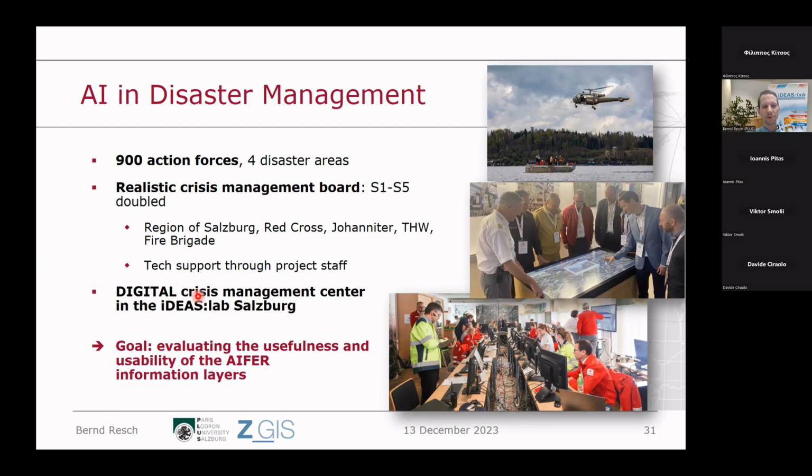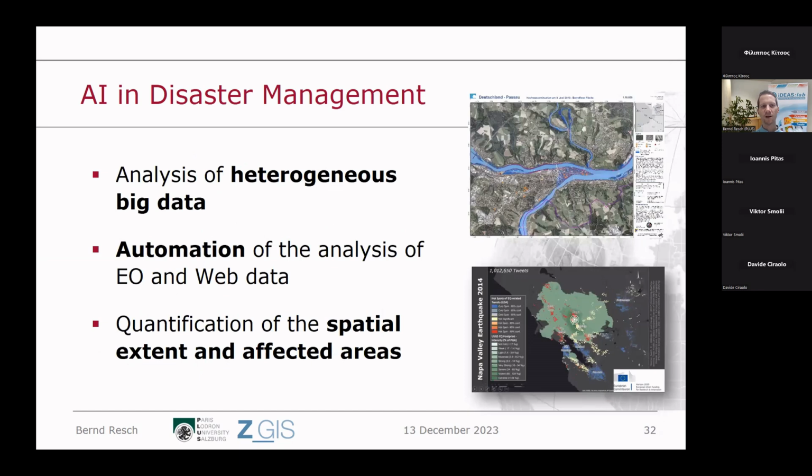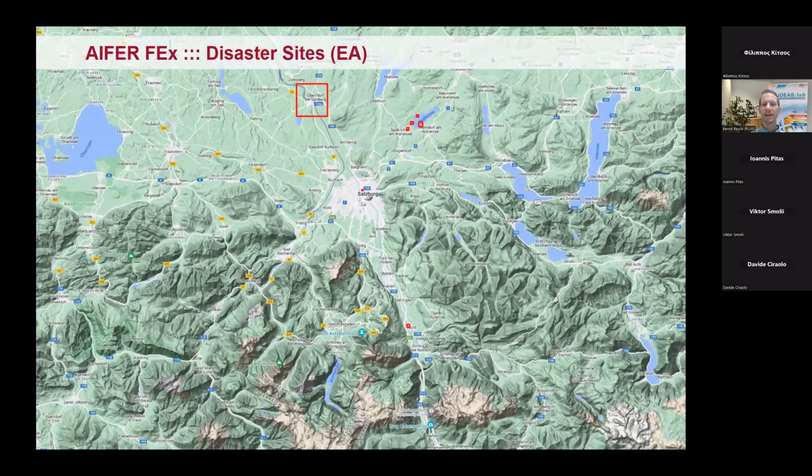Digital crisis management center we built up, and the goal was to evaluate the usefulness and the usability of the information layers that we produced. Good. The goal was this: analyzing heterogeneous big data sources and automate the analysis of Earth observation and web data, and like this, quantify the spatial extent of the affected areas, as I mentioned before. Let me quickly say a few words on the action areas. Afterwards, I will go quickly into the data sets that we used.